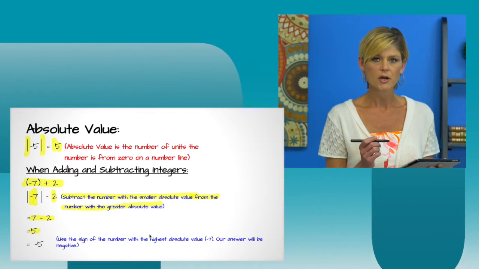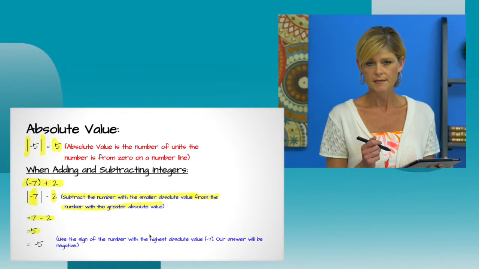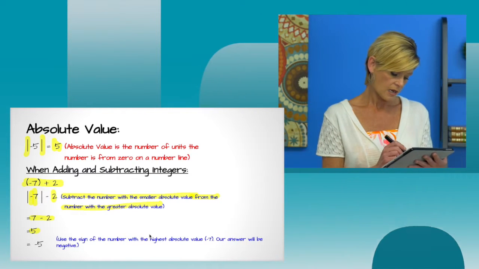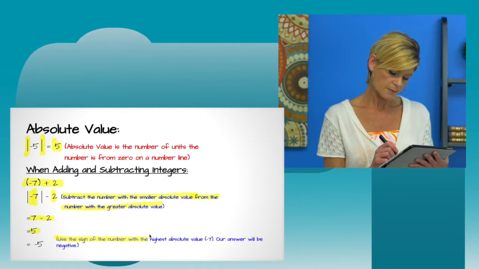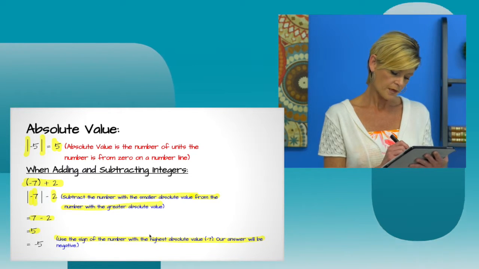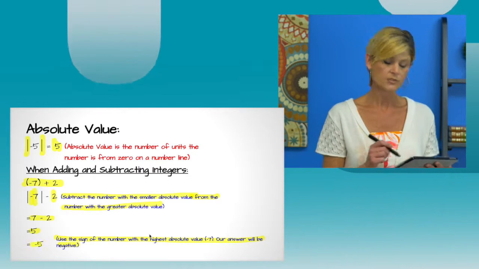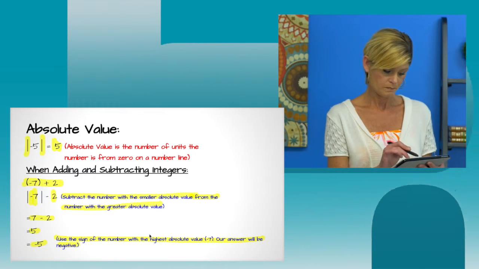And then the last part of using absolute value when we're adding and subtracting integers is to give your answer the sign of the number with the highest absolute value. In this case, the number with the highest absolute value was negative 7. So our answer is going to have a negative as well.